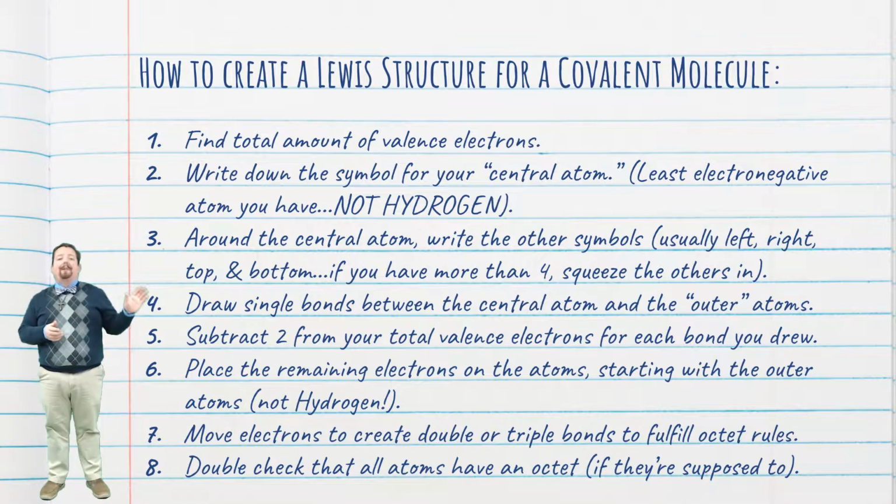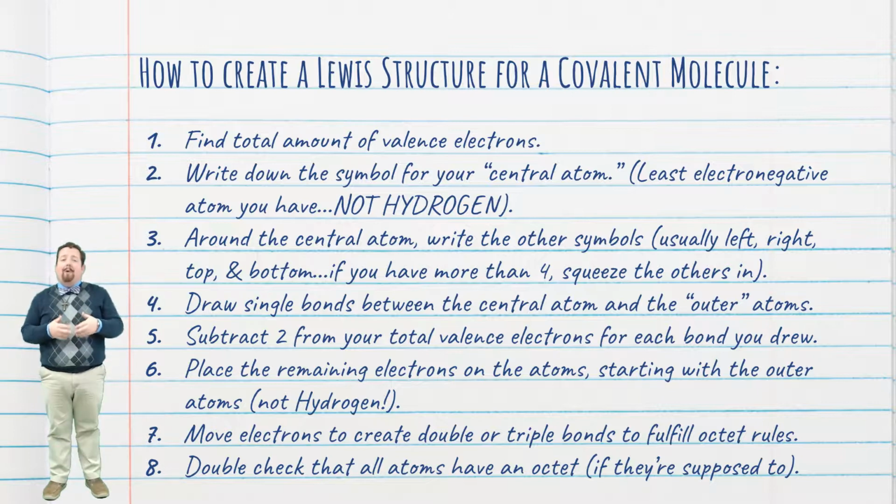Of all the atoms you have to work with, pick the one with the lowest electronegativity value to be your central atom. Since hydrogen only wants one bond or two electrons attached to it, your central atom will never be hydrogen, even though it is sometimes the least electronegative. If you've got hydrogen, pick the next least electronegative atom to be your central atom. Next, go ahead and write the symbols for your other atoms around your central atom. Use the four regions that we used before, the top, bottom, left, and right.